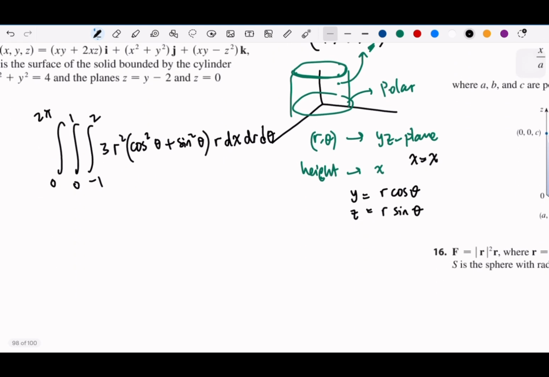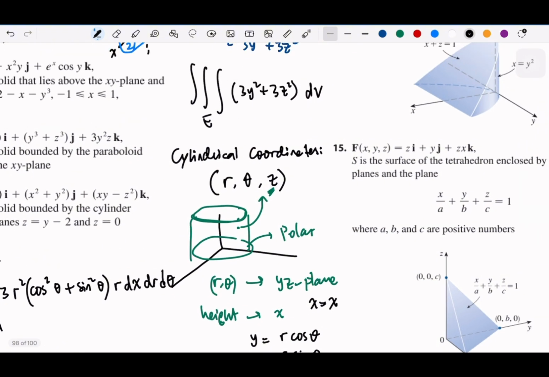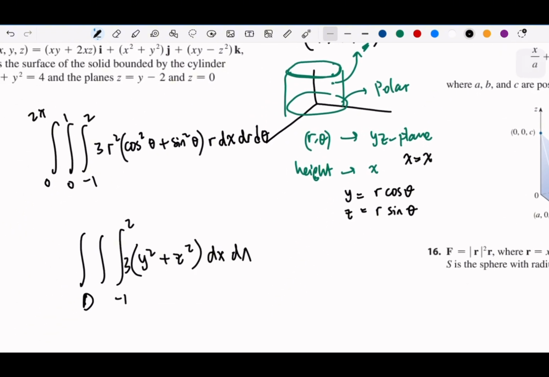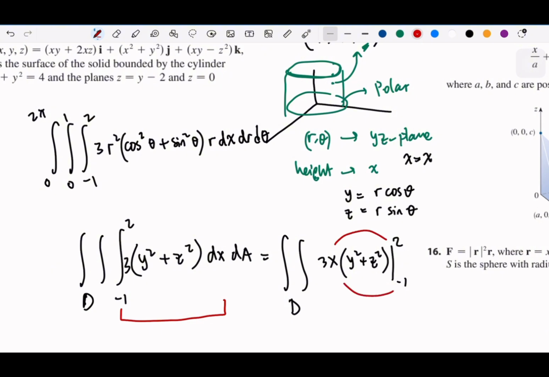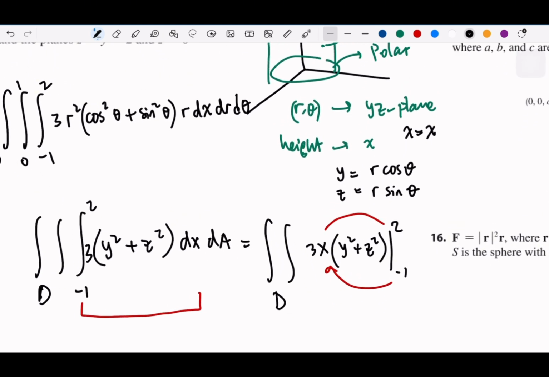But basically what I did previously is the same. Let's say this is D, this will be the integral from negative 1 to 2 of y squared plus z squared, and then 3, right? And then this will be dx and then dA, okay? So we can solve this first, so it will be 3x, and then y squared plus z squared still, and then evaluate from negative 1 to 2. So we put in 2 and negative 1, which gives you 2 plus 1, right? So 9.